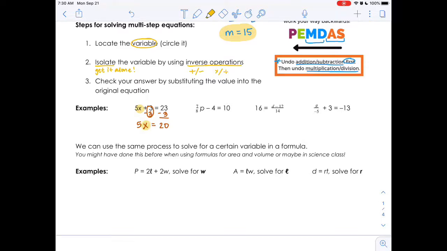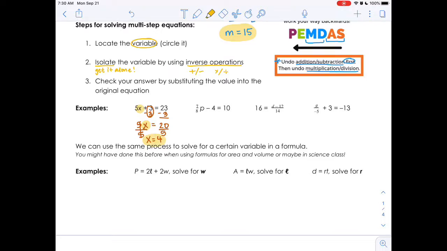The x is still not completely alone, so I need to get it by itself. The opposite of 5 times x is that I need to divide by 5. 5 divided by 5 will give me a 1x, which is the same as x. And if I divide by 5 on this side, 20 divided by 5 is 4. So my x value here is 4.